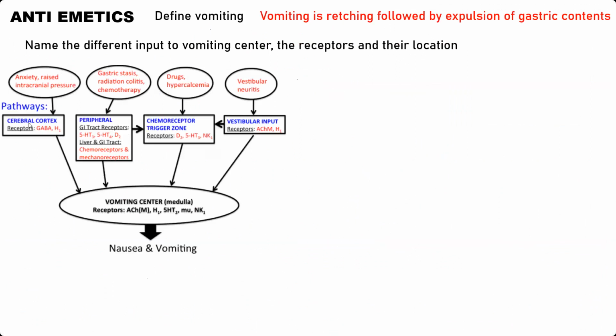So the inputs are cerebral cortex input, peripheral input, chemoreceptor trigger zone stimulation, vestibular input, all leading to the stimulation of the vomiting center. How does dexamethasone help in control of vomiting, which we are nowadays using regularly to prevent postoperative vomiting?